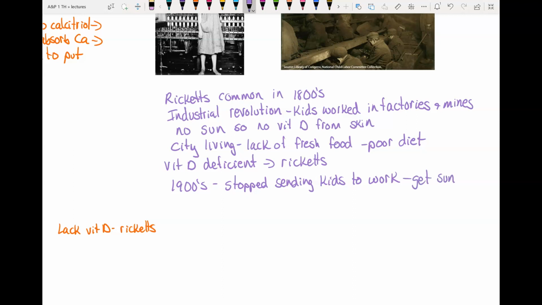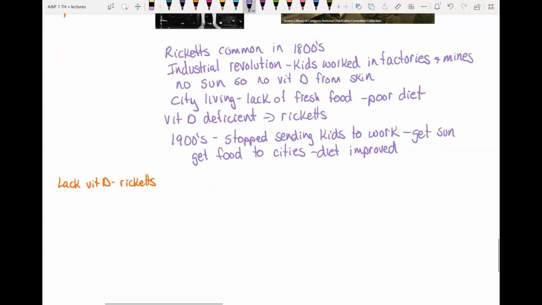We also started to get new inventions, refrigerators, transportation, a better way to get food into the cities. So their diet improved. And rickets pretty much disappeared. Nobody was getting rickets anymore. Well, the reason rickets is in your textbook now in the 21st century is because it is making a comeback.